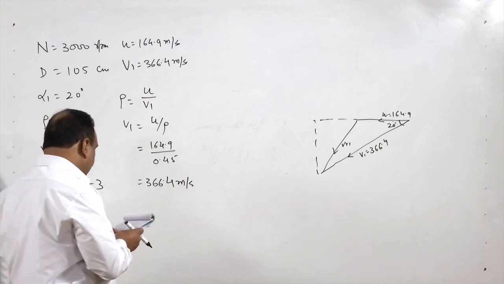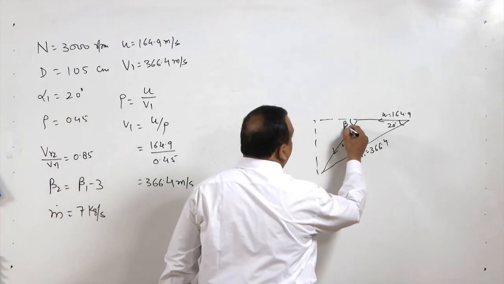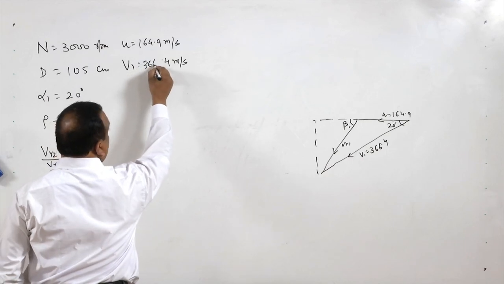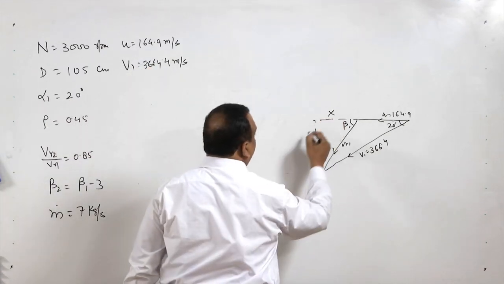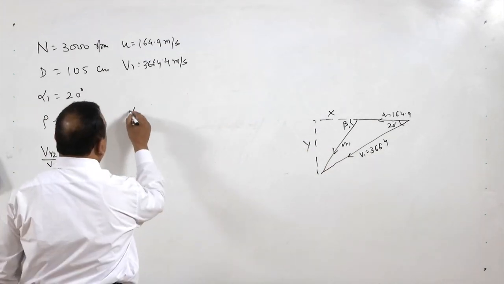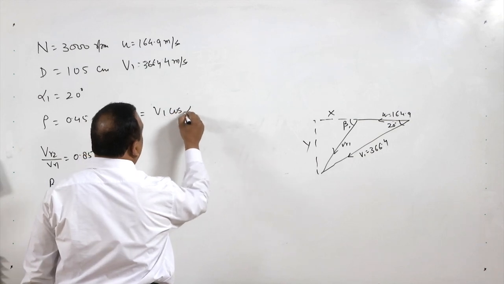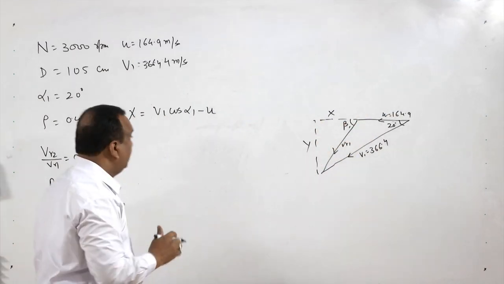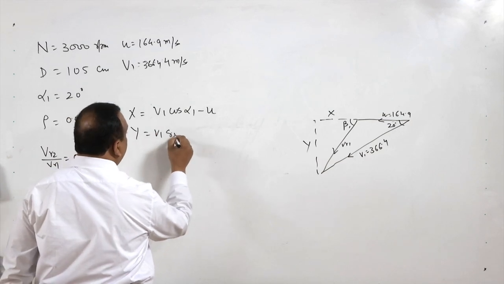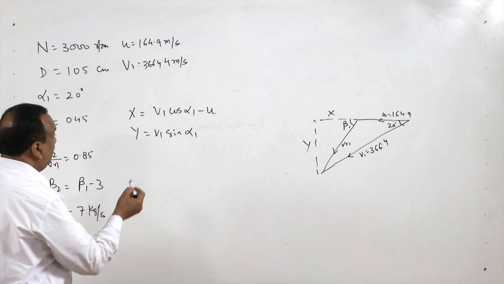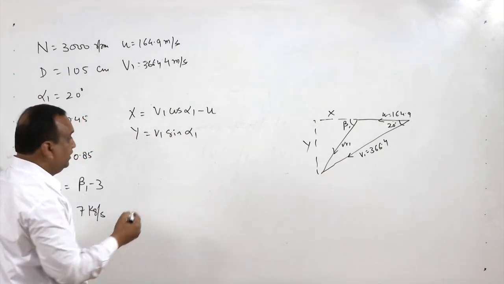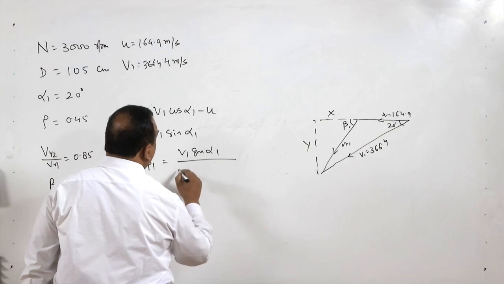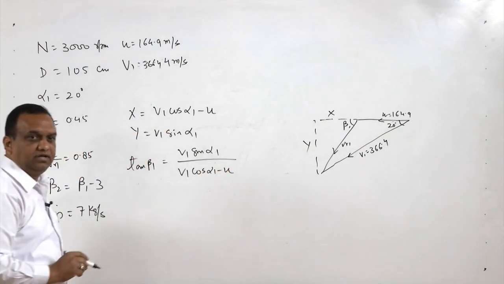Right. So, in order to find beta 1, we can take V1 equal to 366.4. Now, this is x and this is y. So, x is equal to V1 cos alpha 1 minus u. V1 projection in this direction minus u is going to give you x, and y is equal to V1 sin alpha 1. We have all the values: the value of V1, the value of alpha 1, and the value of u. So, tan beta 1, this is the blade inlet angle, is V1 sin alpha 1 divided by V1 cos alpha 1 minus u.